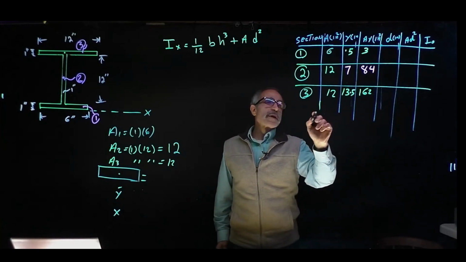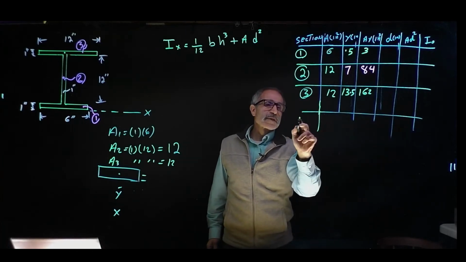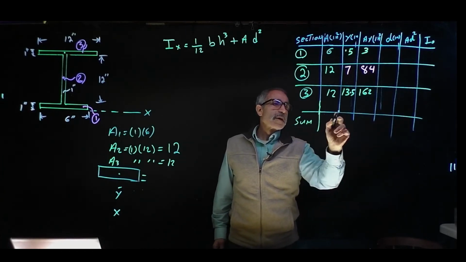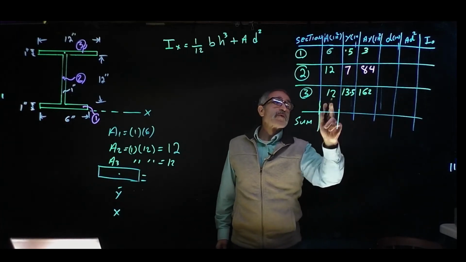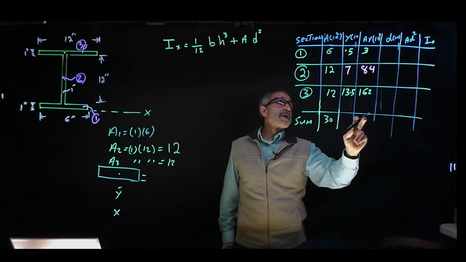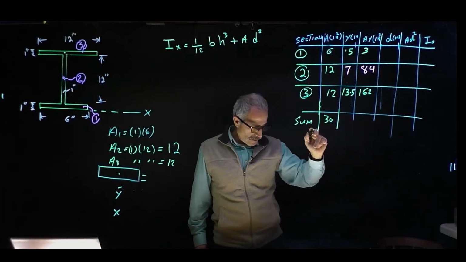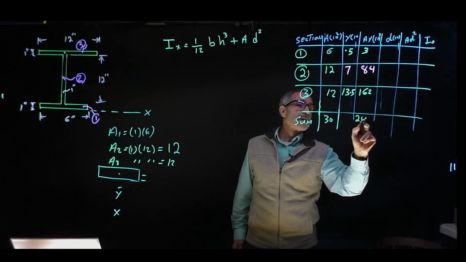And I'm going to go ahead and put a summation in here, sum it up. Basically the summation of the area is going to come out to 12 and 12 is 24, 6 is 30. And let's do the AY. AY comes out to 249. All right.